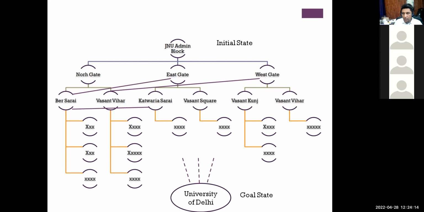So if you have to go, for example, from JNU to Delhi University, you can also go from JNU to Delhi University by first going to University of Mumbai, or by first going to ISC Bangalore and then coming back to Delhi University.